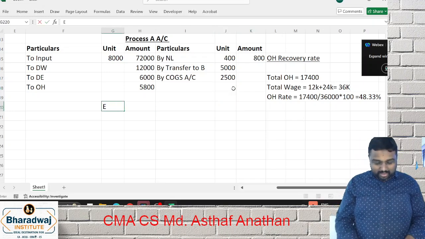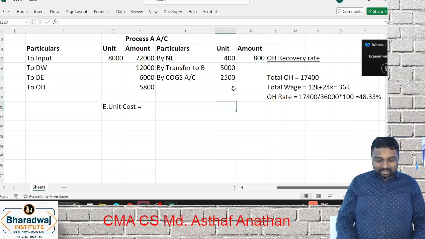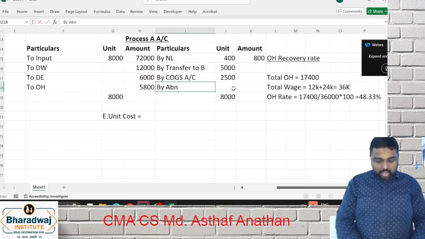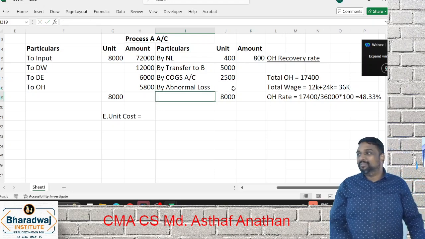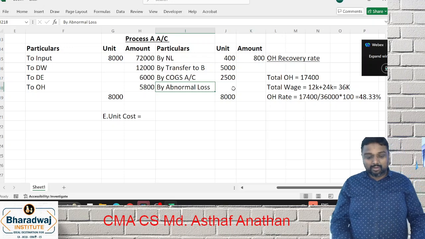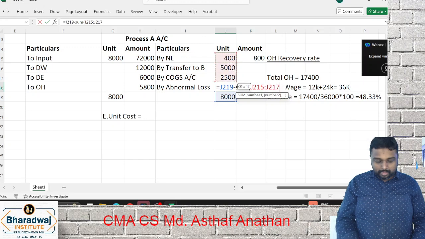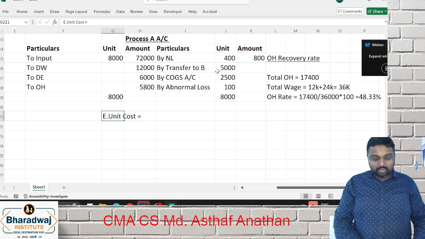Now you have to go for your main step, equivalent unit cost. Before that, you have to check that the unit column tallies. Here the unit column is what? 7,900 only. So it is not tallied. So you have to tally the same, 8,000 and 8,000. This is what is called abnormal loss. Abnormal loss will be the balancing figure. You will get an amount of 100.